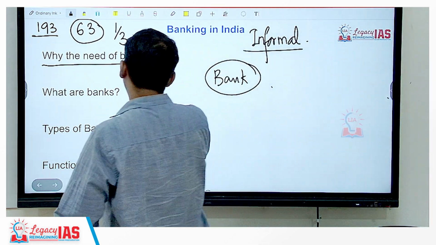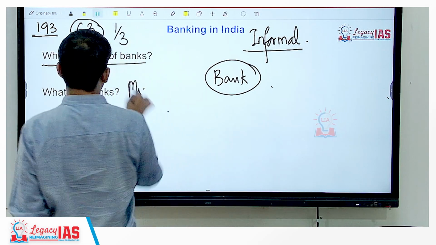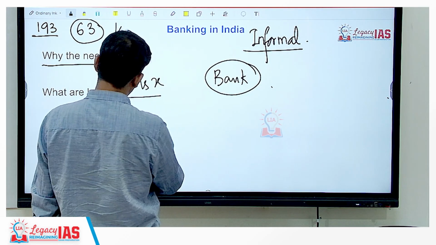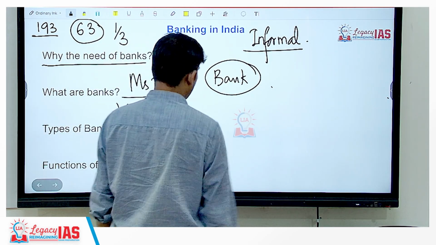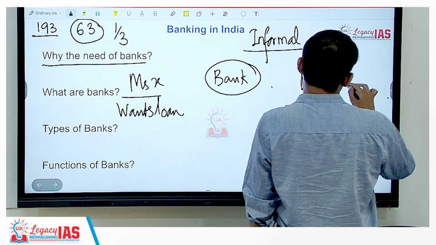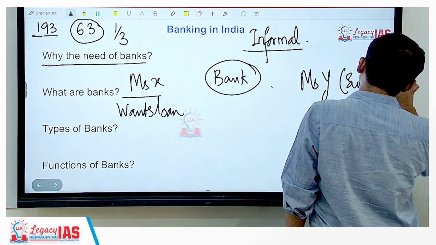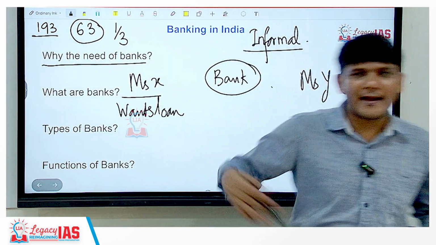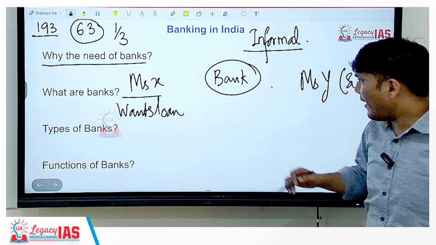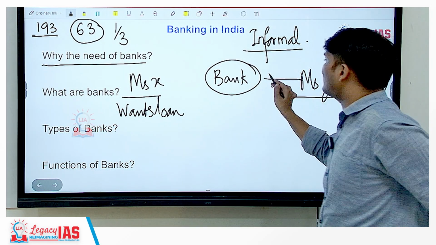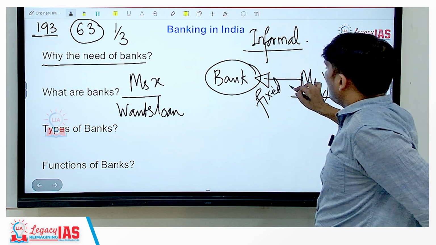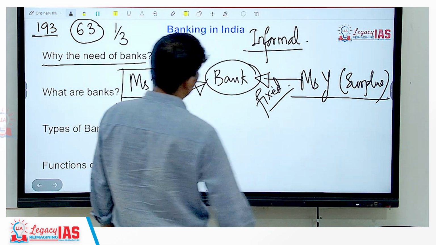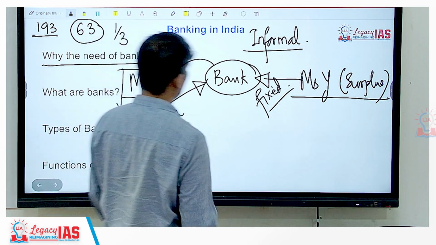I'll tell you how. Let's say, for example, there is Miss X who wants a loan, money. There is Miss Y who has surplus money. Now Miss X does not know Miss Y. So she cannot ask for money, and even if she does, Miss Y will not know any background or detail. How will she give the money? So what happens is, Miss Y has surplus money. She invests that as a fixed deposit in the bank. Now the bank has Miss Y's money. And now Miss X comes to the bank asking for a loan. So this Miss Y's money, the bank gives as a loan to Miss X.